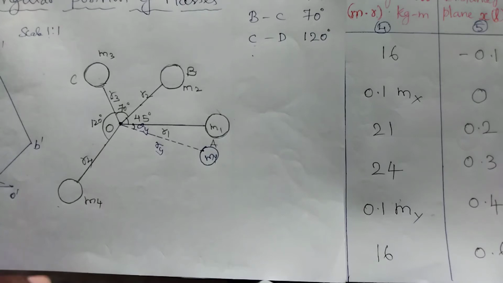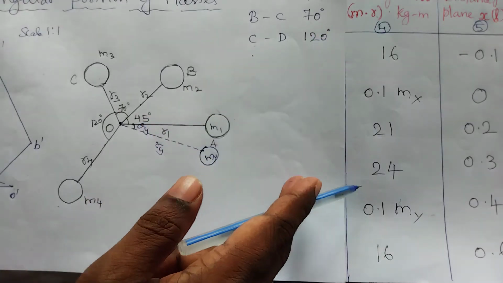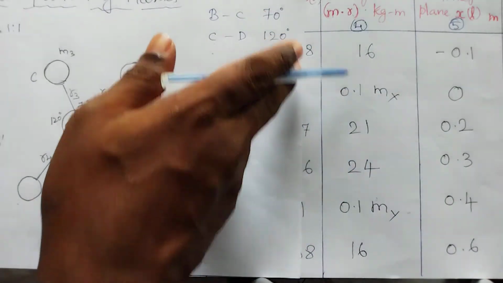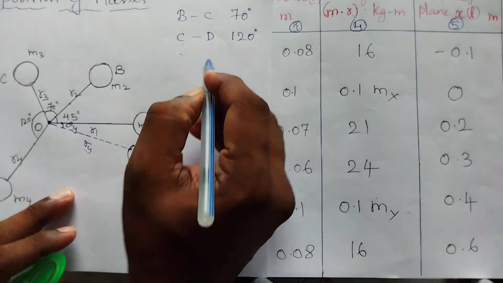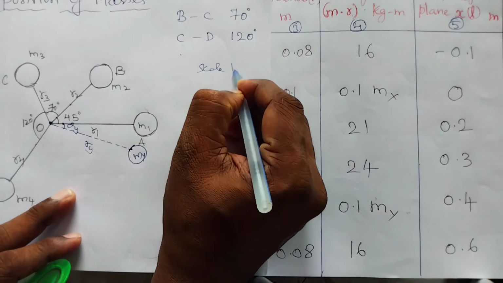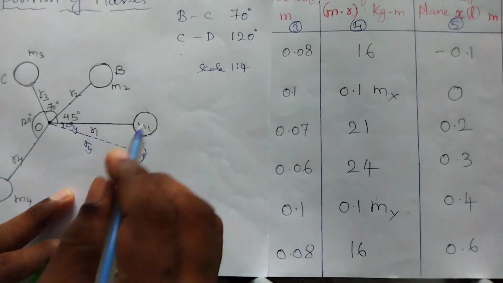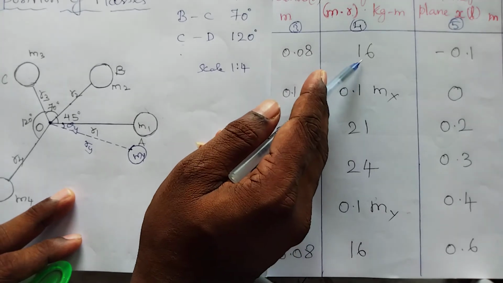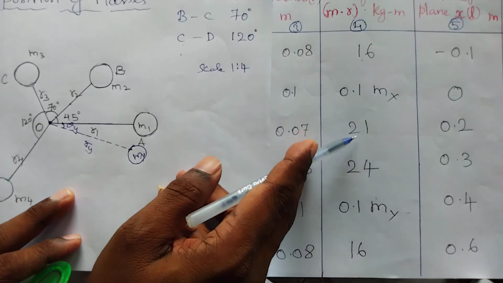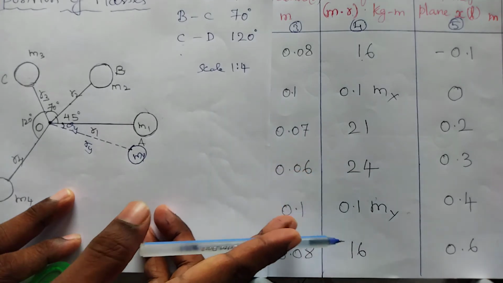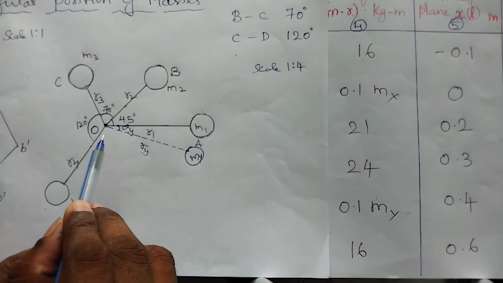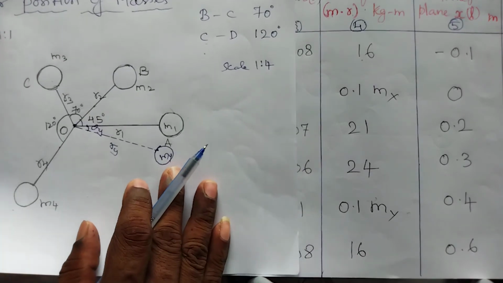So next we are going to draw the force polygon. For that I am going to take the fourth column and draw the values. Here I am going to take scale 1:4, which means I am going to divide this by 4. So I will get 4 here, approximately 5, 6, again 4. Now, based on this position of masses, I am going to draw the force polygon.